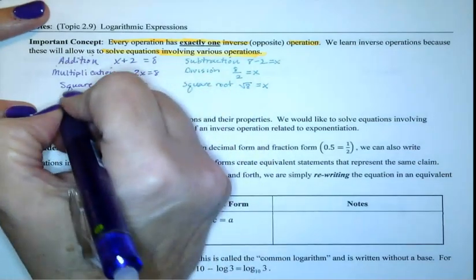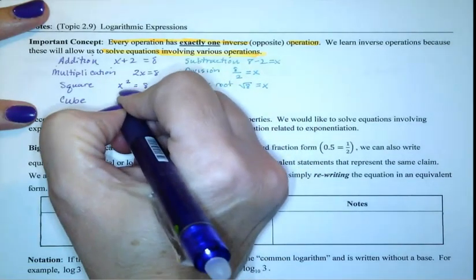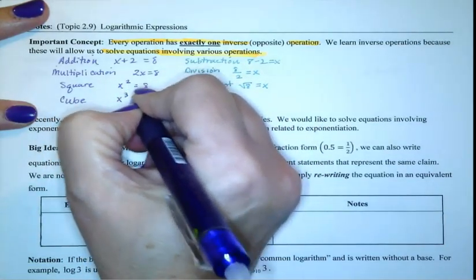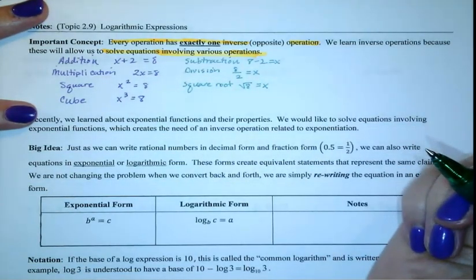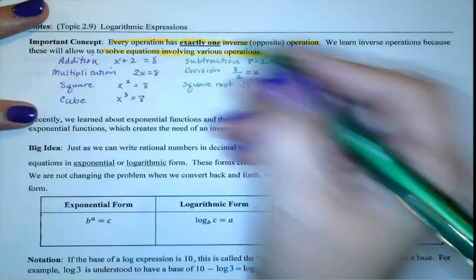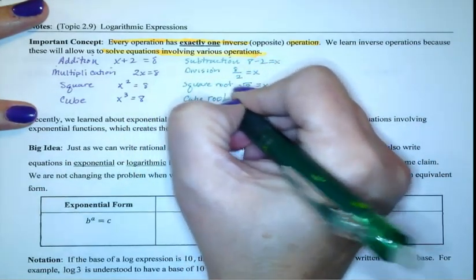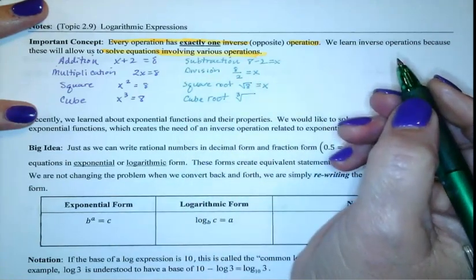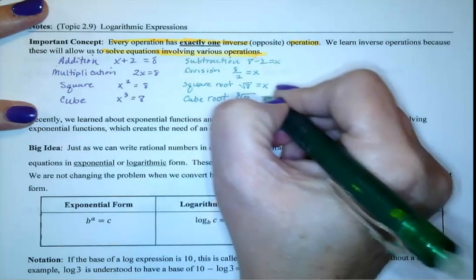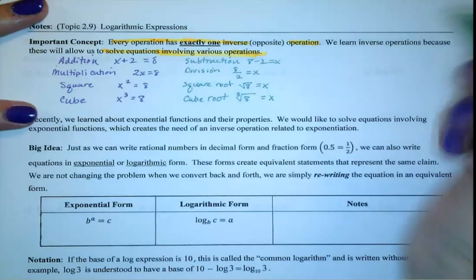Then what about cubing? If I cube something, that means I have some value raised to the power 3, and let's say that's 8. Then the inverse operation to cubing we learned would be cube root. And so we would have that little index of 3 there and our 8, and that would equal something. Okay, so we went through lots of operations that undo each other.